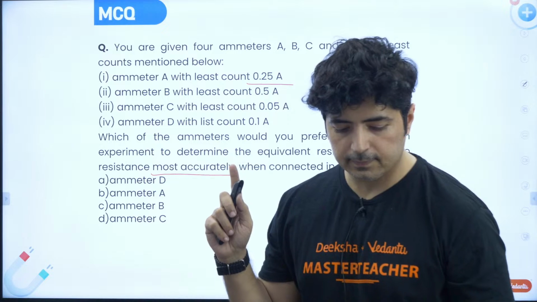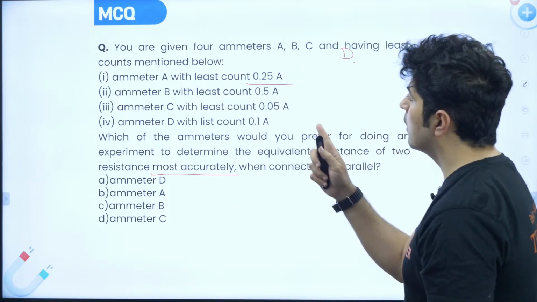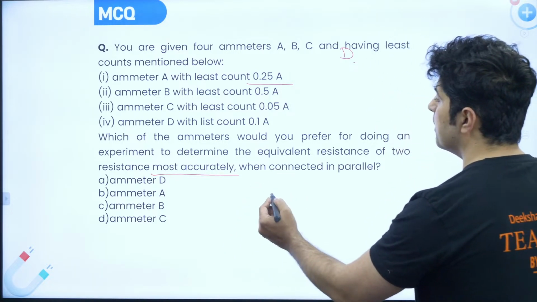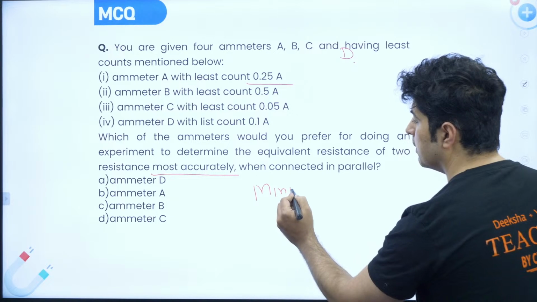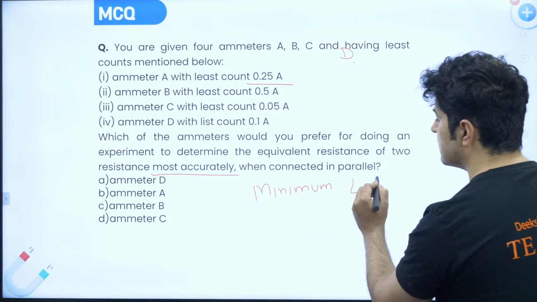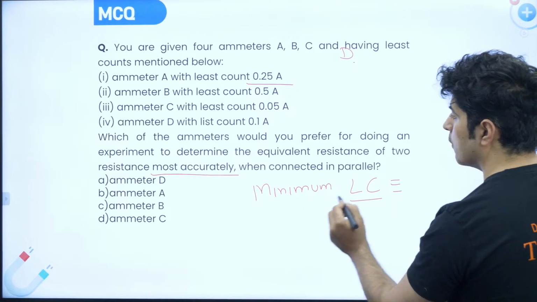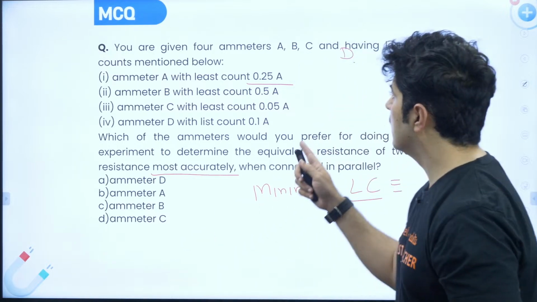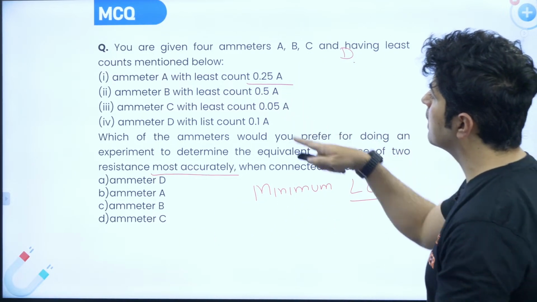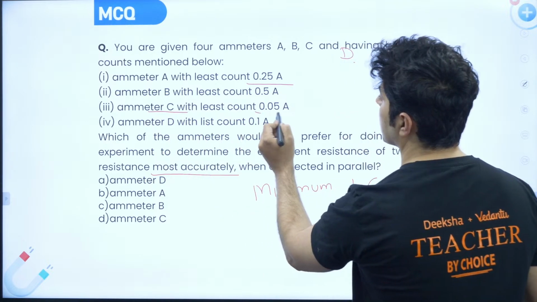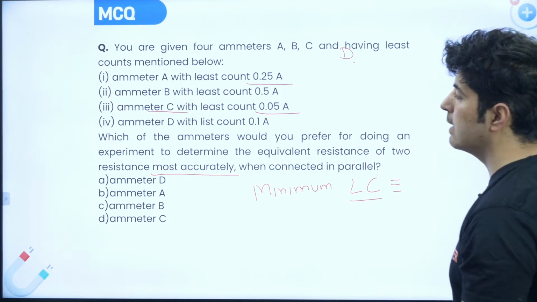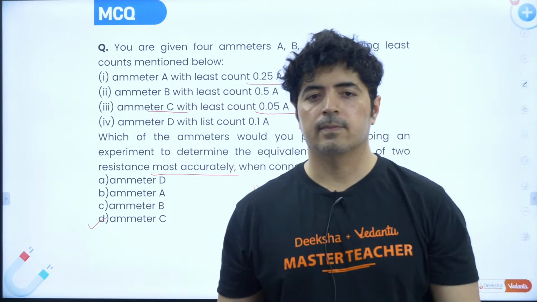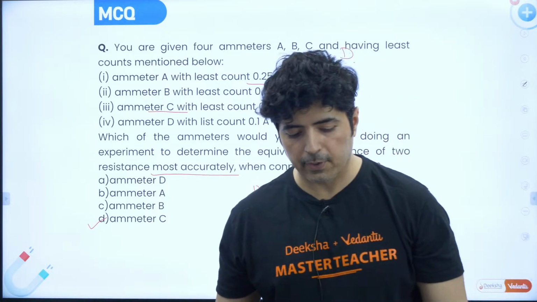All right, so the answer over here is the one which has the minimum least count. Whichever ammeter has the minimum least count, LC being least count, will be used. So here the least count is minimum in case of C, 0.05, and the rest are all bigger than C. So the answer over here is ammeter C. Okay, I hope it is clear to everybody.